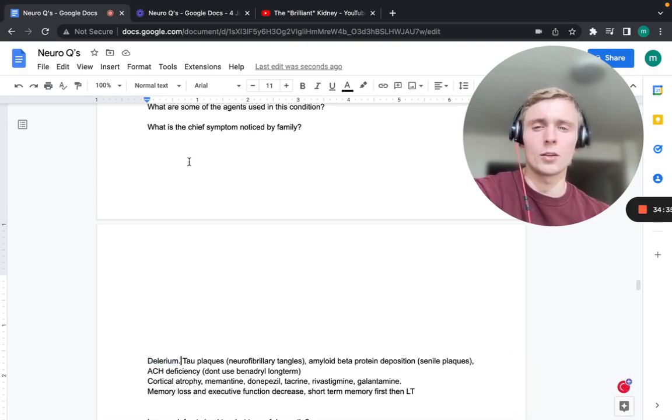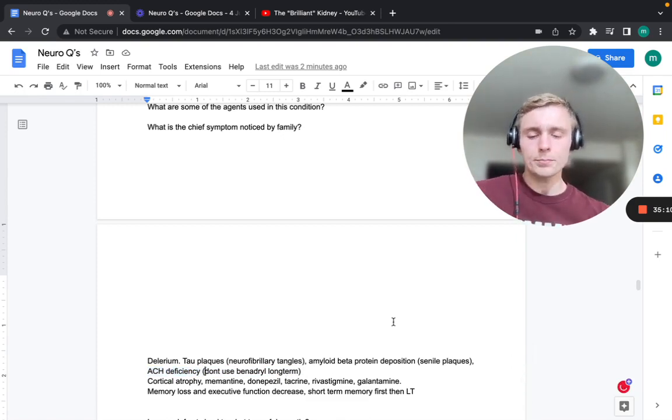The 3 pathophysiology mechanisms: one is tau plaques, neurofibrillary tangles that congregate in the brain. Another is amyloid beta protein deposition, previously called senile plaques. And then, of course, acetylcholine deficiency. That's why you don't want to use Benadryl long term. If you're using a lot of that, you're having decreased acetylcholine. Acetylcholine is in the synapse and helps transmit neuroimpulses. So long-term acetylcholine deficiency, no good. That's also a proposed mechanism of dementia.